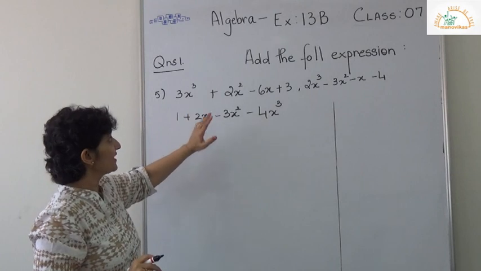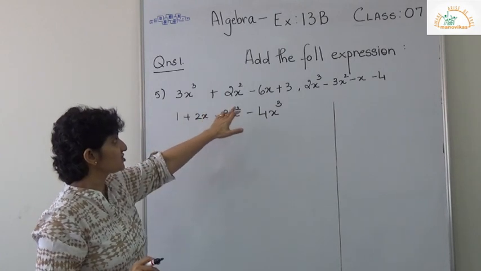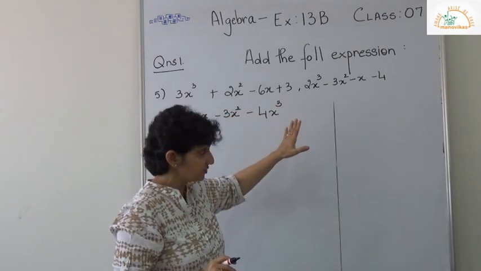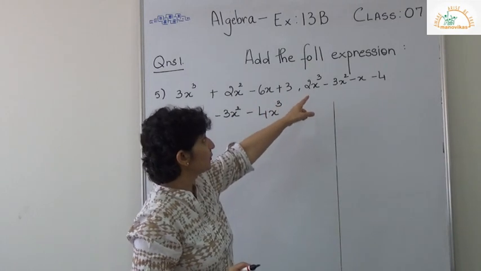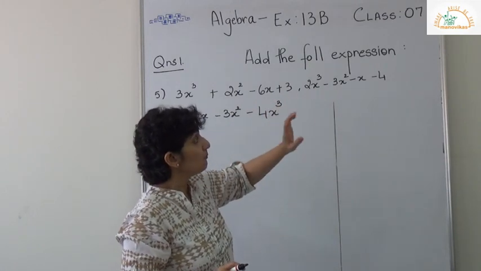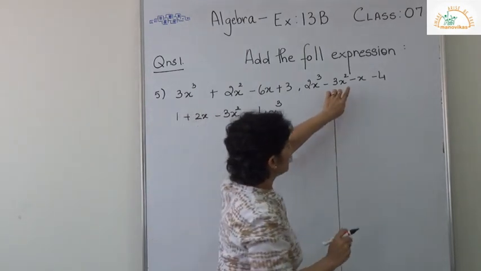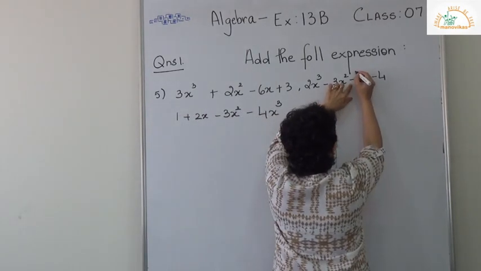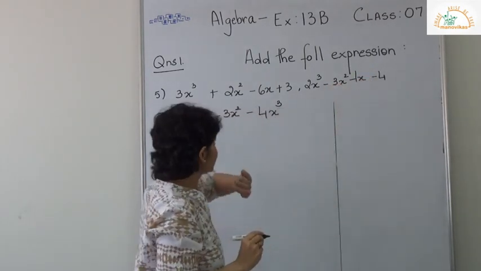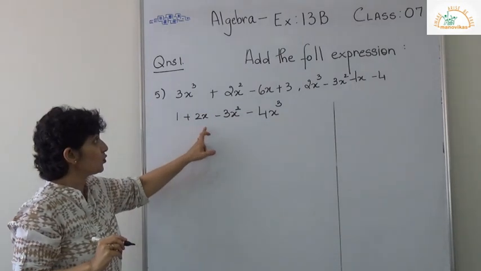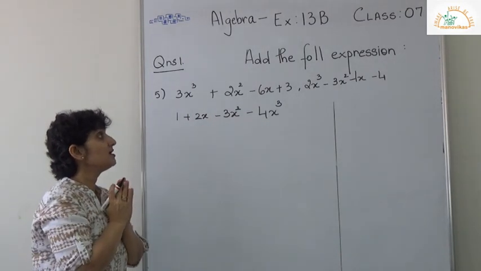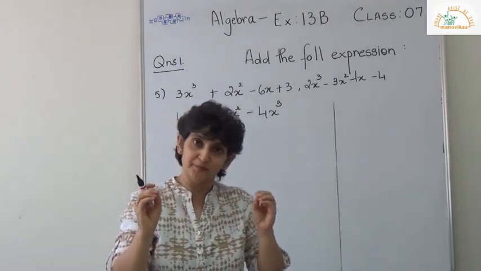Now, we have three expressions. 3x cubed plus 2x squared minus 6x plus 3. You have to add it with 2x cubed minus 3x squared minus x minus 4. Now here, minus x means minus 1x, and then 1 plus 2x minus 3x squared minus 4x cubed.